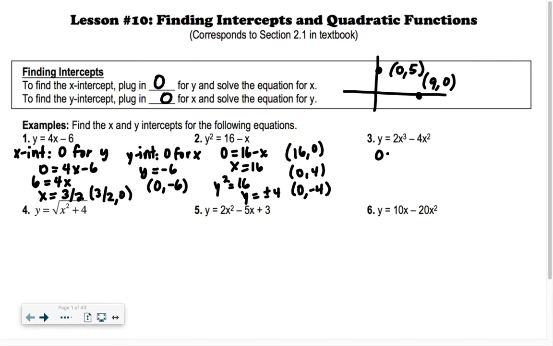The next one, if I plug in 0 for y, I get 2x cubed minus 4x squared. This is a GCF problem, where I can pull the GCF to the front. I'd have 2x squared, and I'd have x minus 2 left. So I would get x equals 0, and I'd get x equals 2. Those are the points (0, 0) and (2, 0). What about the y-intercept? It's (0, 0). We just found it, right? It's the same thing. We plug in 0 for x, we get y equals 0.